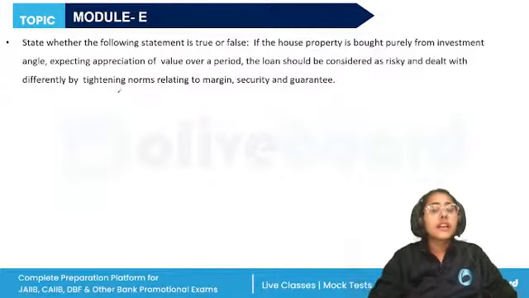All right, next question. State whether the following statement is true or false. If the house property is bought purely from investment angle, expecting the appreciation of value over a period. If someone is buying a house only as an investment, and they feel that in the future years the value will increase, the loan should be considered risky and dealt with differently by tightening norms relating to margin, security, and guarantee. Is this statement correct or not?